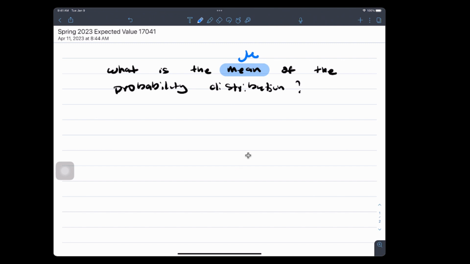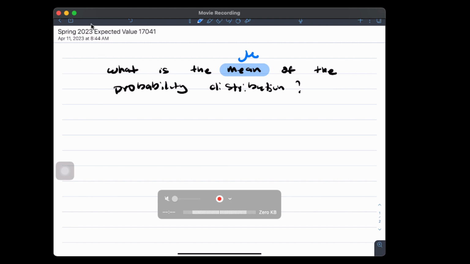And somewhere on my desktop, darn it, let me look for it. All these things I have to move out of the way. Oh my God, what is this? Where's my mu?